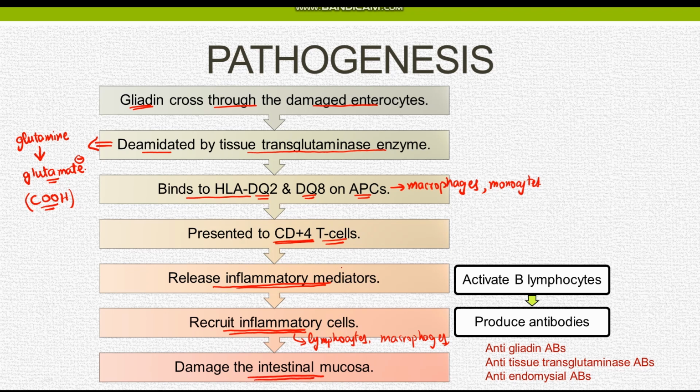One more thing to remember here is that the release of inflammatory mediators also activates B lymphocytes. So B lymphocytes produce certain antibodies against the trigger and self-antigens. The antibodies produced by the B lymphocytes include anti-gliadin antibodies, which is produced against the trigger, and the self-antibodies include anti-tissue transglutaminase antibodies and anti-endomysial antibodies. The damage to intestinal mucosa results in loss of intestinal villi and malabsorption of certain vitamins and minerals.